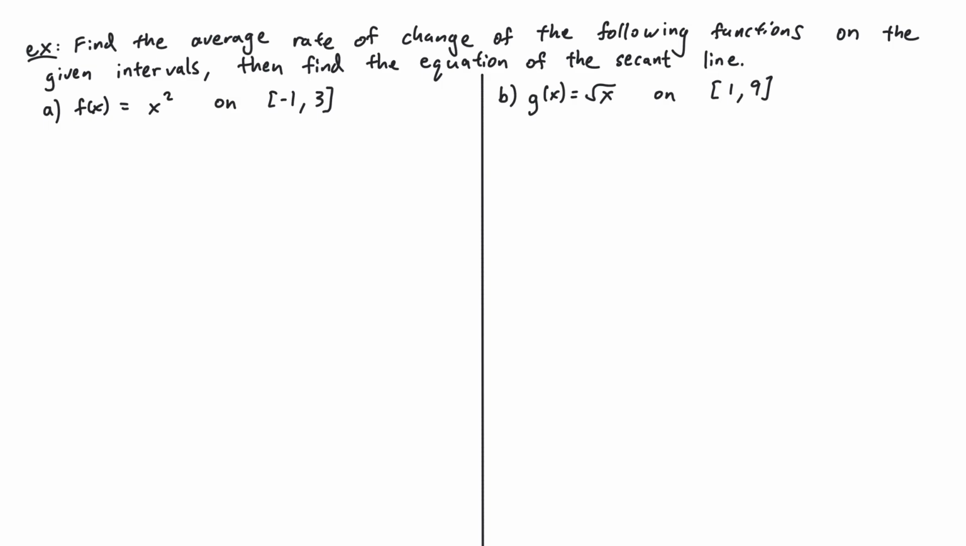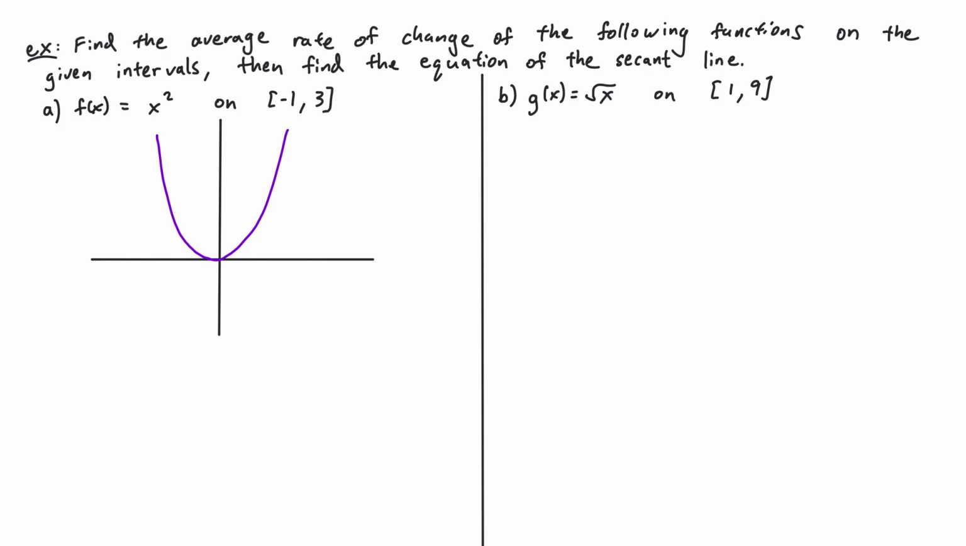In example A, we're working with the function f of x equals x squared on the interval -1 to 3. We'll start by looking at the graph of this function just to give us a sense of what we're working with. This step isn't necessary, but it'll help us tie in some of the concepts we've learned so far. If we were to graph the x squared function, the graph looks something like this. You can always verify that this is the correct graph by making a table of values.